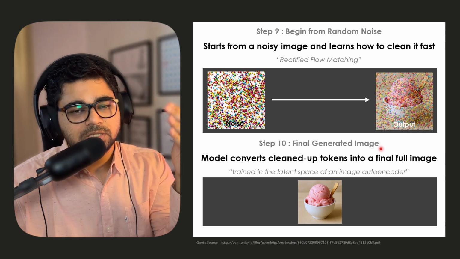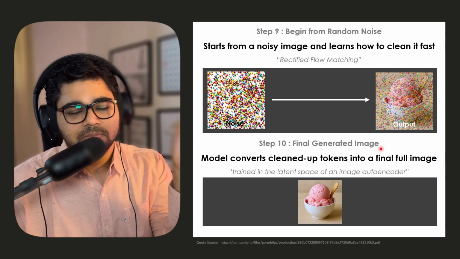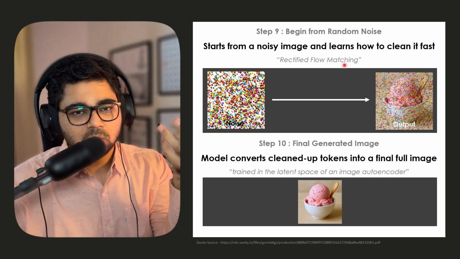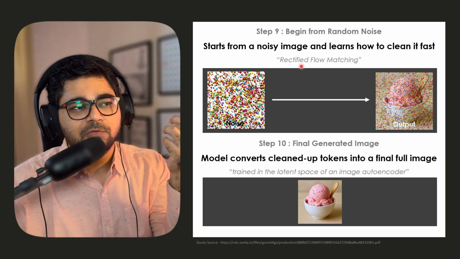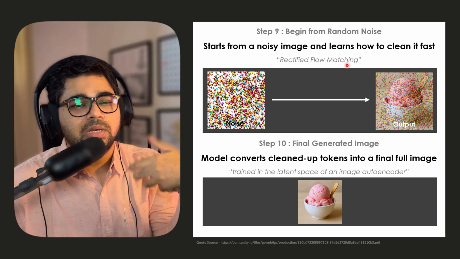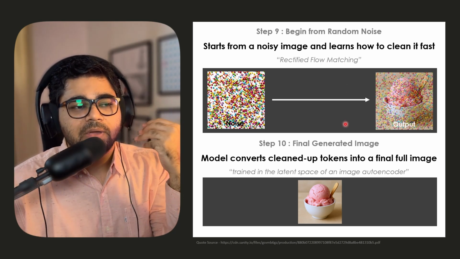So this new image totally starts from a blank canvas, which basically, let's say, is noise of sprinkles, and slowly through the process of rectified flow matching, the model starts removing noise slowly, and you end up getting the final image.